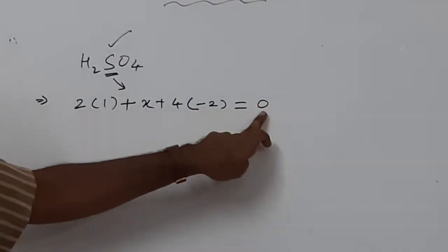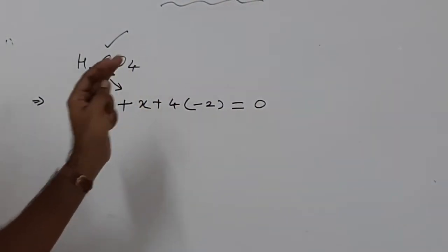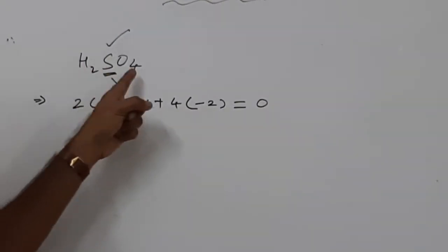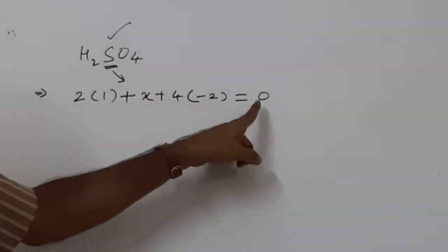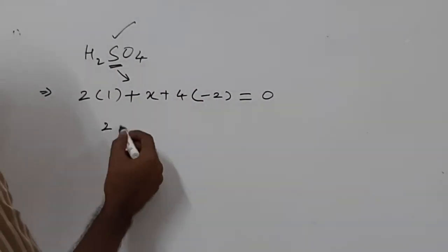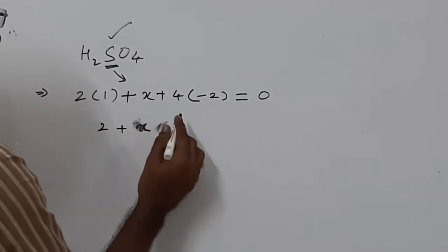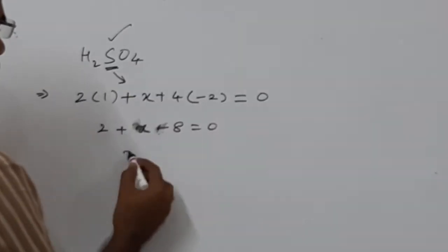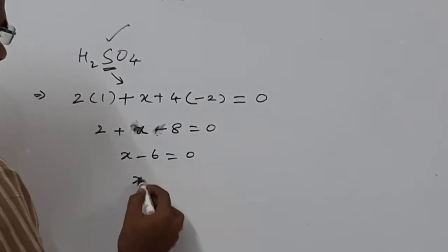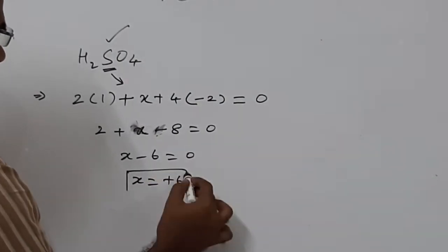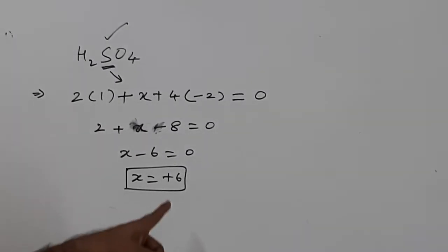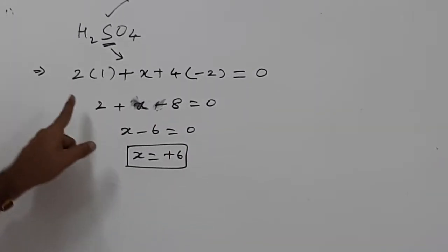Why am I writing 0 here? Because this is a compound, and therefore the algebraic sum of the oxidation numbers of all the elements is equal to 0. So 2 plus X, minus 8, equal to 0. So X minus 6 is equal to 0. X is equal to +6. So remember that we have to mention the oxidation number always with a charge, either plus or minus. This is an example.